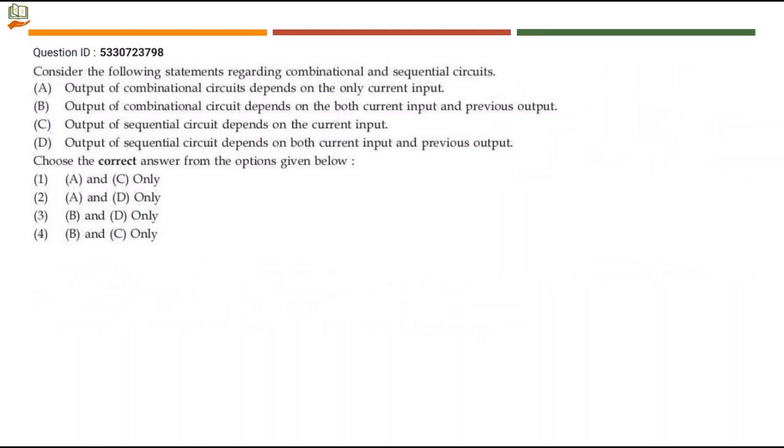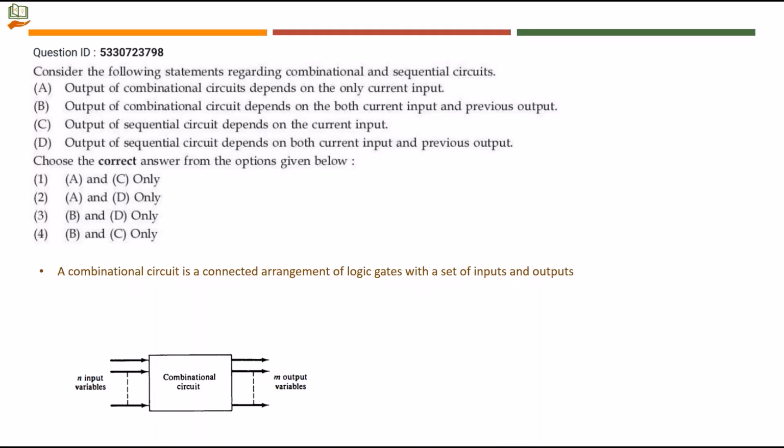Next question. Consider the following statements regarding combinational and sequential circuits. So they have asked about the output of combinational circuits and output of sequential circuits. A combinational circuit is a connected arrangement of logic gates with a set of inputs and outputs. So this is the diagram. If there are n input variables, there will be m output variables.